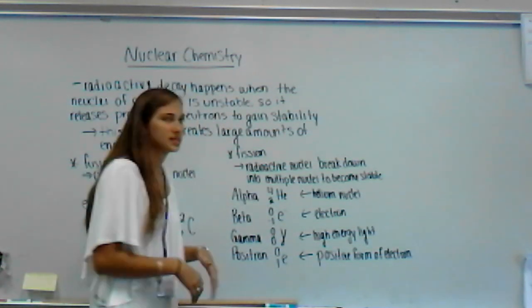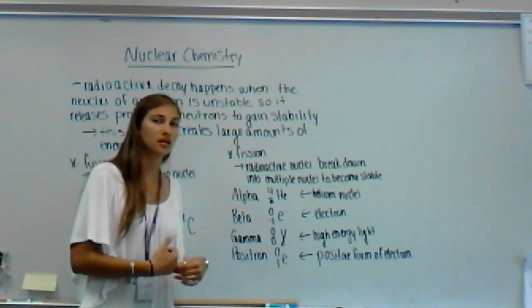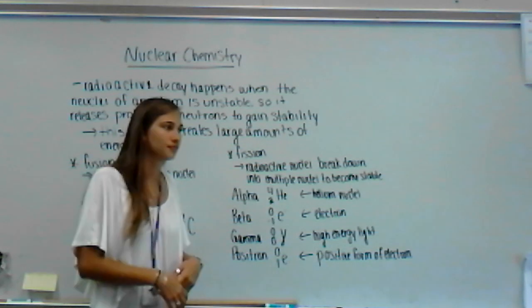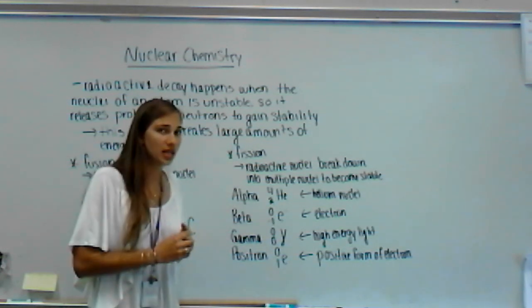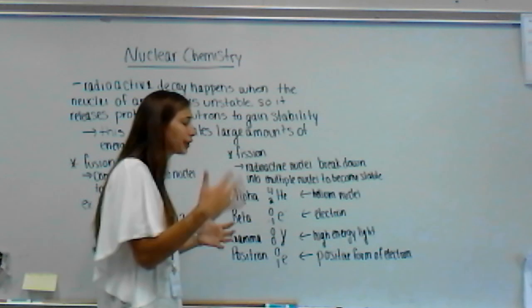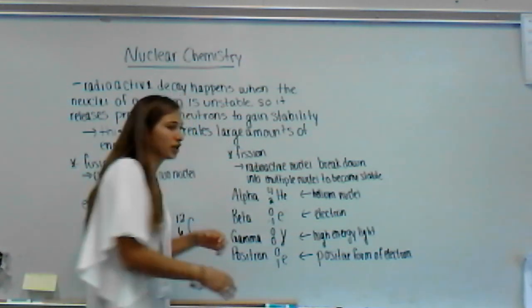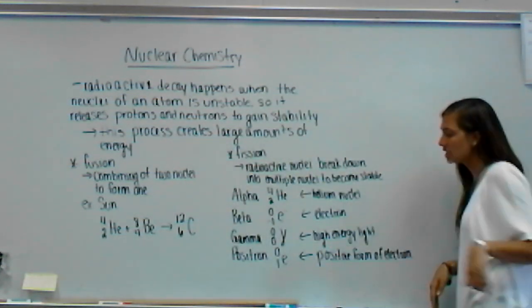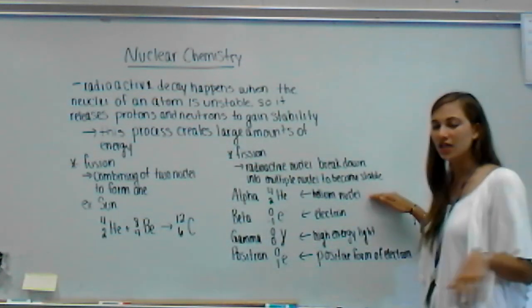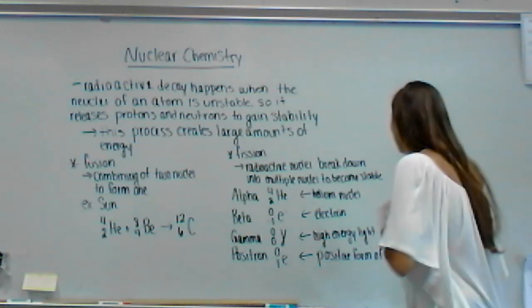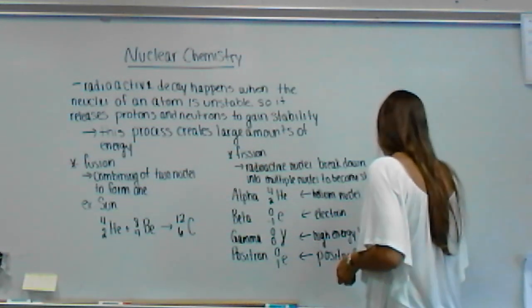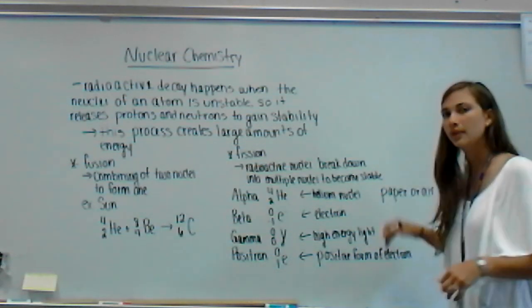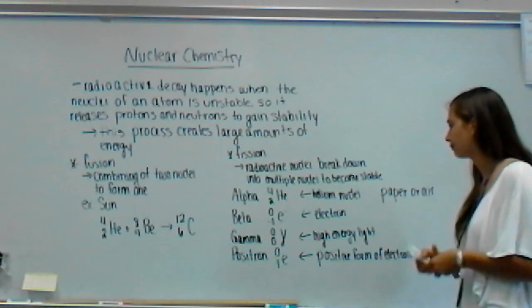Now, all of these are different types of nuclear decay, and if we have radioactive substances, we know that they give off radiation. Now, we have to protect ourselves from these radiation particles, so what we want to do is figure out how we can protect ourselves. So alpha particles are going to be the least dangerous, and all you need to protect yourself from alpha particles is either paper or air.